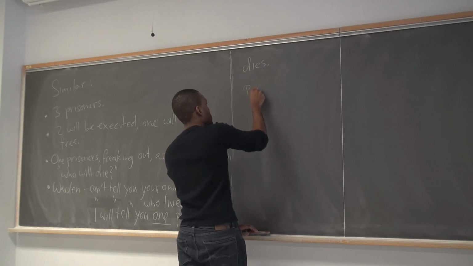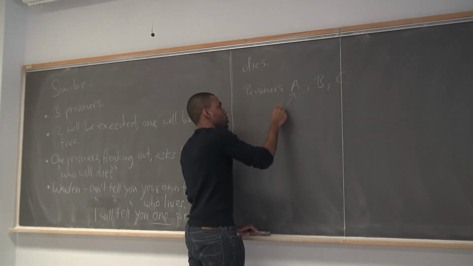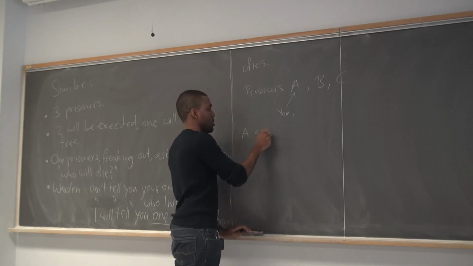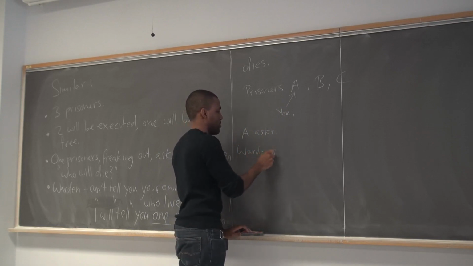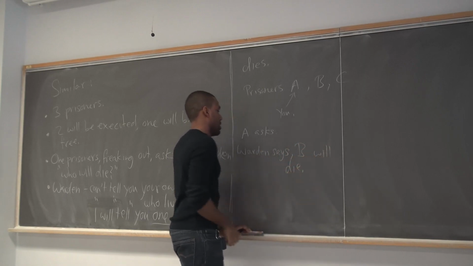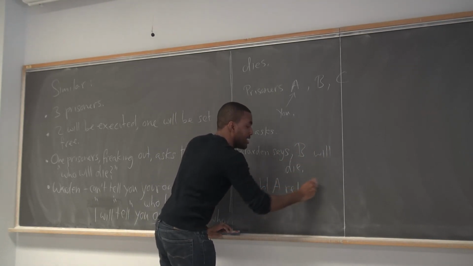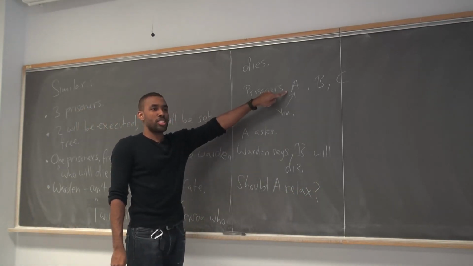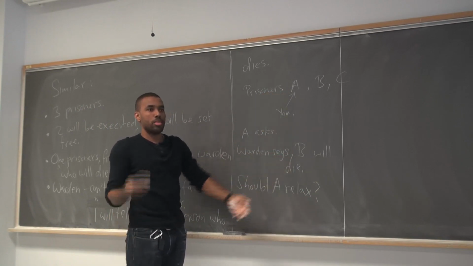Right, so you have prisoners A, B, C. Let's say A is you. And he can't tell you about you, so A asked the question, right? And let's say the warden says B will die. Now the question is, should A relax? Can he actually sleep soundly tonight? Before, he had a 1/3 chance of surviving, but now he knows for a fact that someone else is going to die. So it would appear that it's only 1 out of 2 now.